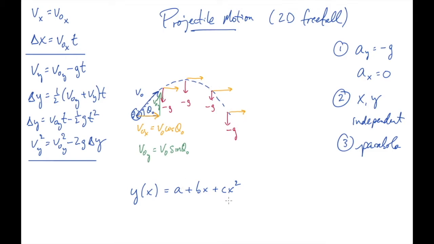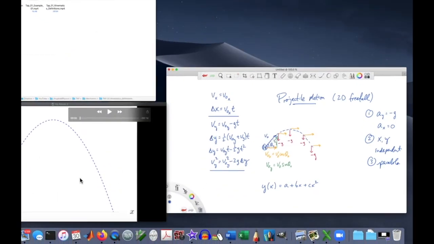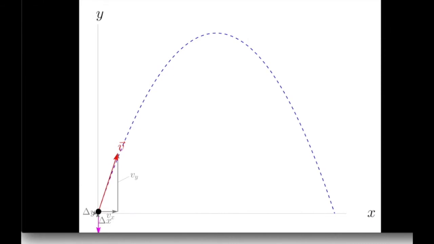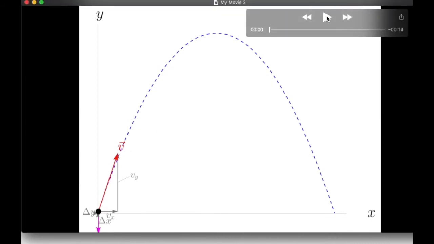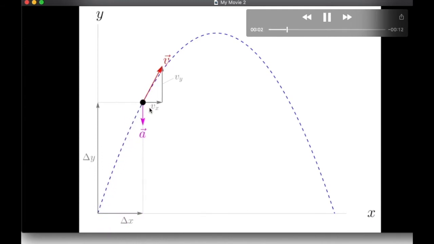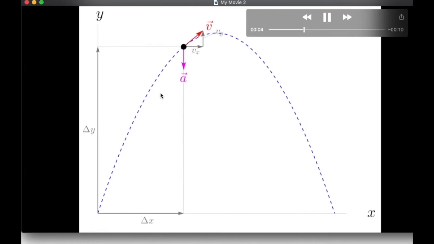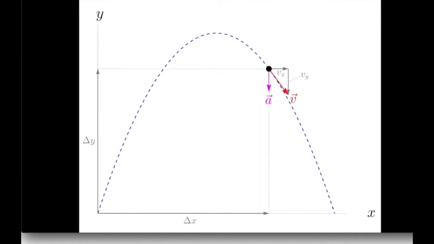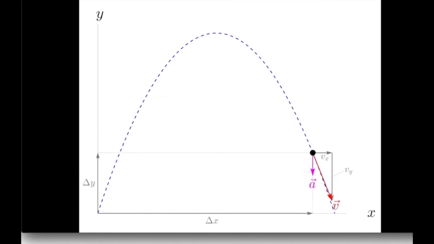A few lines of algebra will tell you what these constants a, b, and c are. Okay, let me show you an animation now so that we can see a projectile as it moves and observe the behavior. So here it is. I'm going to play this and then we'll talk about what we are seeing. So here's a projectile. It's going to go flying through the air. And as it moves, we see the displacements, the velocities and the accelerations.